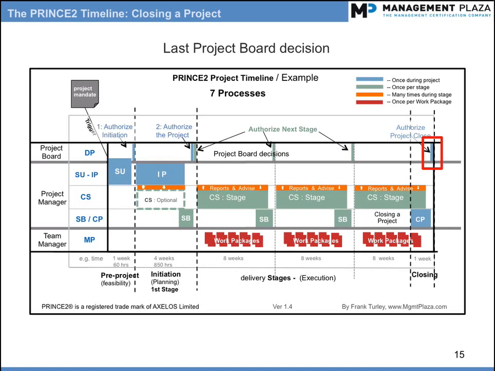They will confirm that the products have been accepted and signed off. They can check that lessons learned report and hand it over to somebody so it can be used for future projects. And if necessary, review the benefits review plan and compare expected benefits with actuals. That is it. The PRINCE2 project is now officially closed, and it's time for the project manager to take the project team out to celebrate. You will notice that only evil companies do not do this.